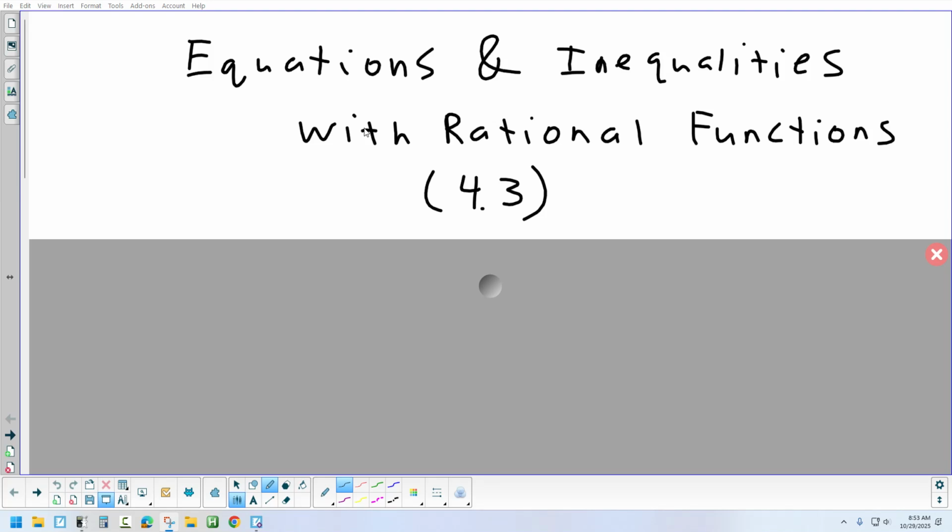So yesterday we looked at graphing rational functions. Today we're going to look at solving equations that are rational functions. So a couple of things we have to be careful about.